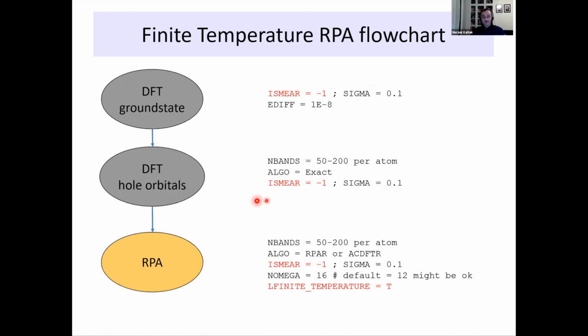In the second step, you, however, omit the LOPTICS tag. So you will not write a WAVEDER file. This is important because for metals, it doesn't help anyway. And in the third step, you perform the actual RPA calculation at finite temperature, but you switch it on with this tag. Everything else actually stays the same.